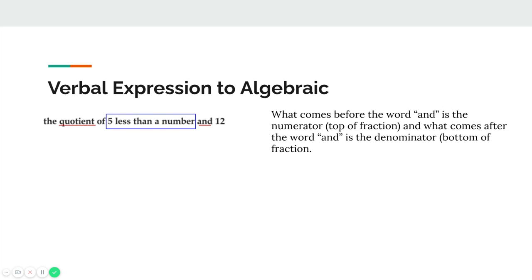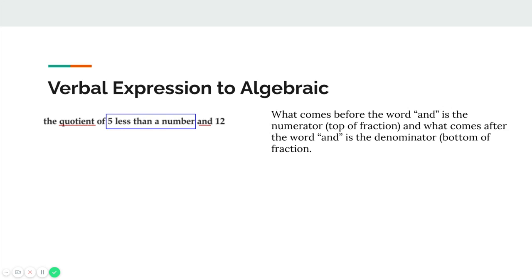5 less than a number. When you see the words less than, you're thinking subtraction. Most people would say 5 minus a number or a variable. But the problem is, if I said I have 5 less dollars than you, I would not say 5 minus whatever you have, because then I go negative. What I need to do is go backwards with that.